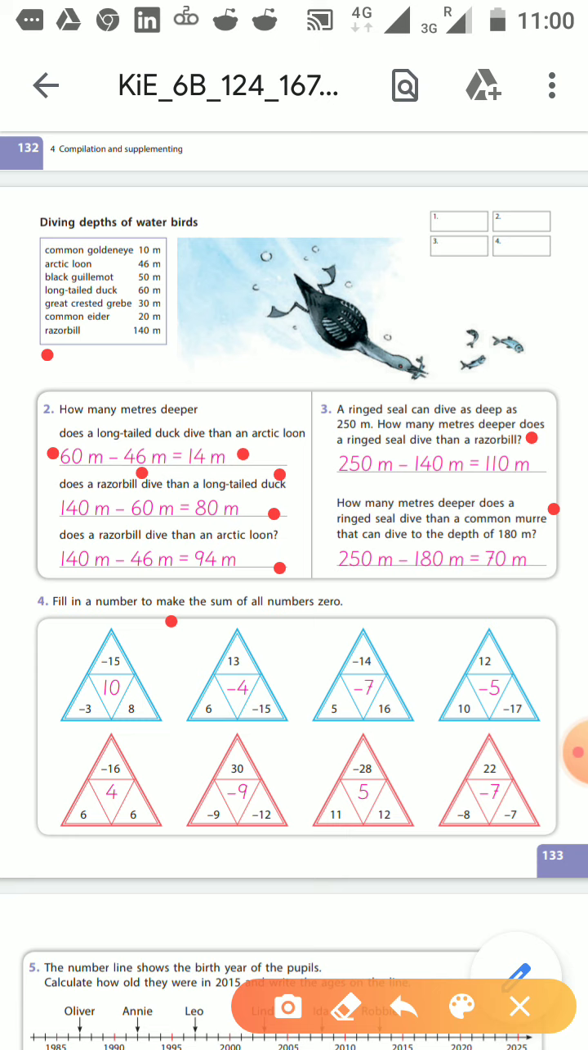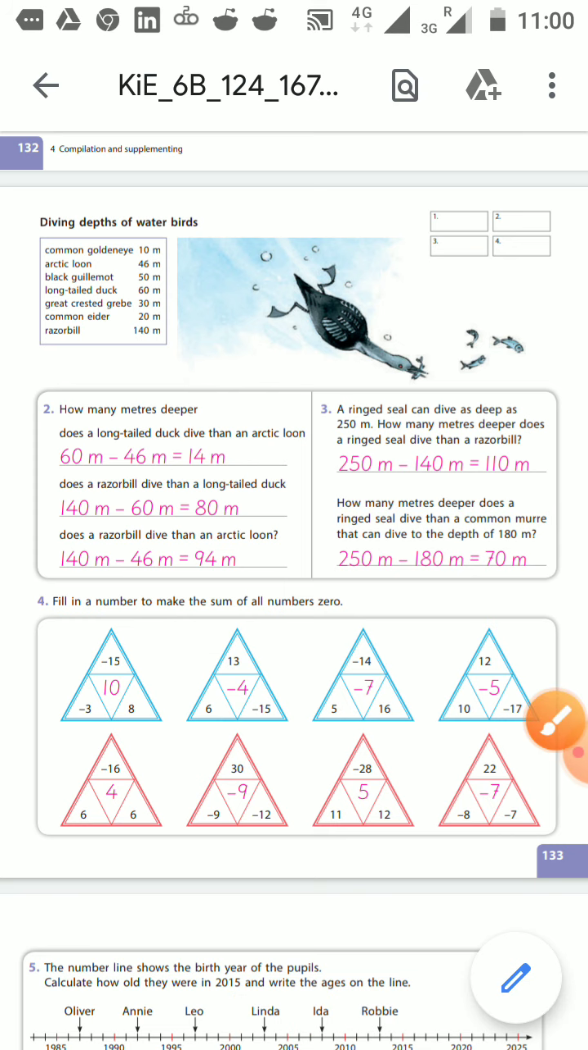This one is fill in a number to make the sum of all the numbers 0. So what you're going to do is work out what these three numbers on the side add up to. So we've got here -15 and -3 is -18, plus 8 is -10. So what would make it 0? What would make -10 0? It would be 10. Same for the rest, really.